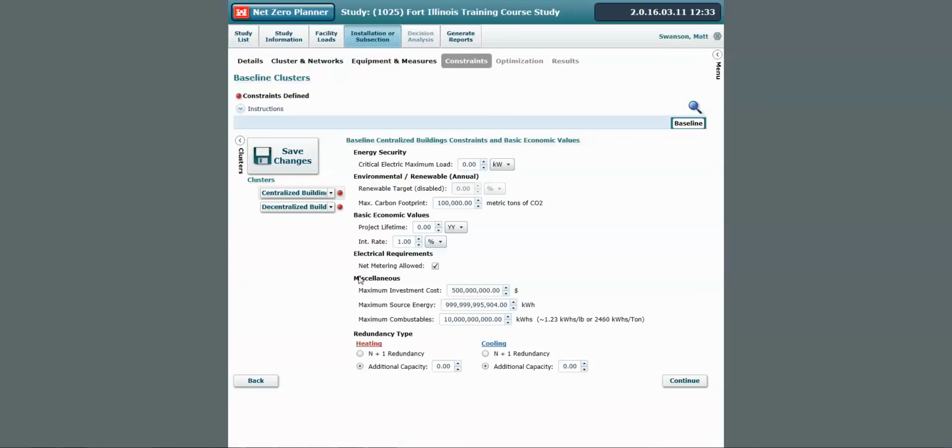This is an important one to look at here, this net metering requirement. So here we can say whether or not net metering is allowed. And what that means is, is it possible within this group of buildings to export more electricity at any given time than we're consuming, and then push the rest off either to other buildings or across the fence out to the greater grid?